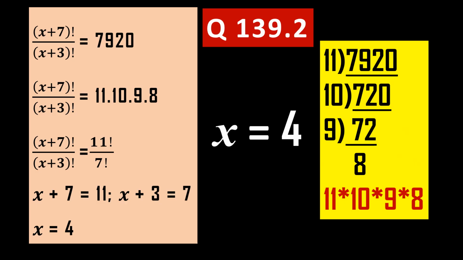Answer to 139.2. 7920 can be factorized as 11 into 10 into 9 into 8. This can be written as 11 factorial by 7 factorial. Comparing with the left side, we get x is equal to 4.